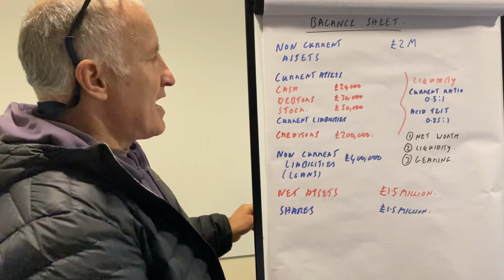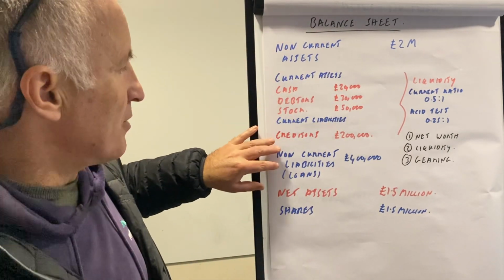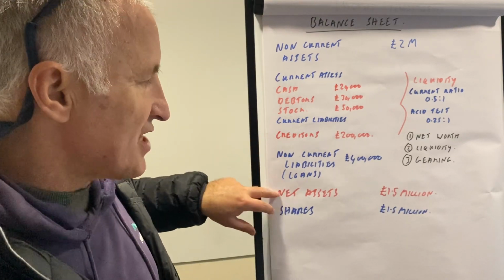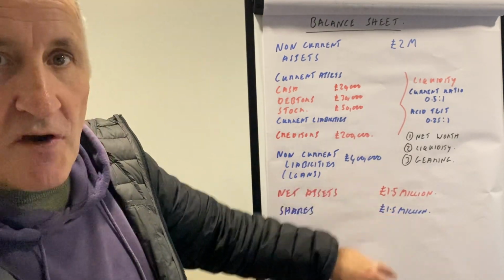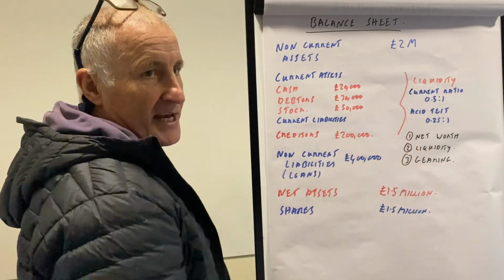Third one here is a balance sheet all the way down here. So we have non-current assets, current liabilities, non-current liabilities, net assets. So this business is worth 1.5 million. Three things the balance sheet will tell us: net worth, liquidity, and gearing.